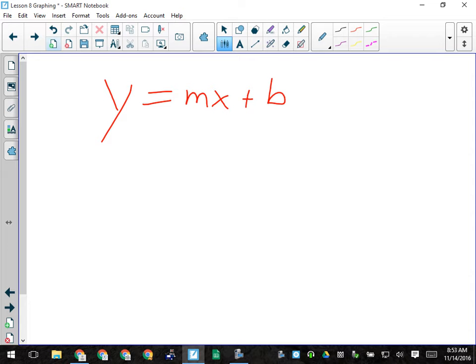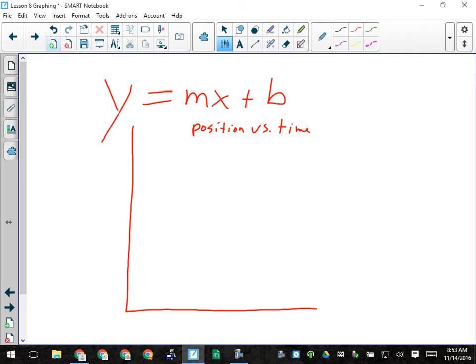Y equals mx plus b is known as the graphing equation, because it is applicable to all linear graphs. That is, graphs that have a trend that is a line, or at least close to a line. So let's say I've got a line graph of position versus time, because that's a simple one that we're going to use. We'll say race car or something like that. So we've got a context.